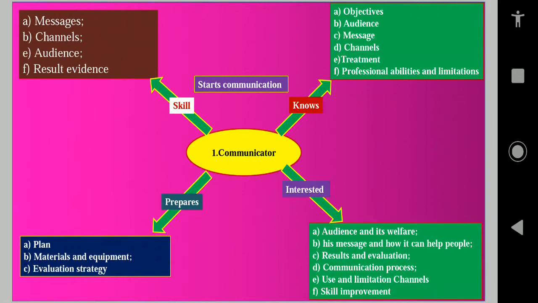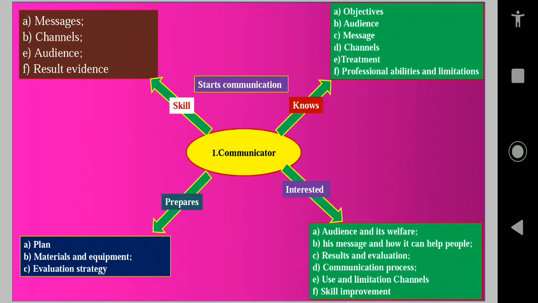He should be interested in what? How the message can help the people. And he should be interested in what? Results of communication and their evaluation also. And he should also be interested in the communication process, and in how to use communication channels properly, and what their limitations are. And also the improvement of the communication skill, he should be interested in improvement in skill.